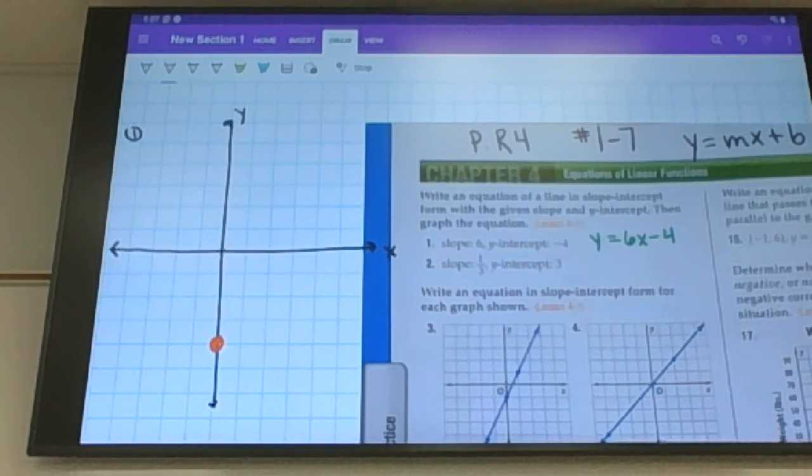You already made a graph? You only did one question. Yeah, come on now. Thank you. Thank you, management.